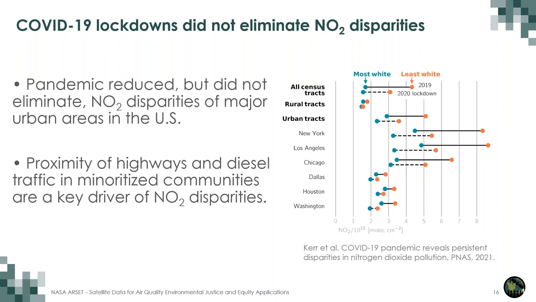And we found that NO2 concentrations, this is using TROPOMI NO2 concentrations measured from the satellite, in the least white census tracts across the United States were almost double the concentrations in the most white census tracts prior to the COVID-19 pandemic in 2019. And you can see that in the orange dots depicting NO2 concentrations in the least white census tracts compared with the blue dots depicting NO2 concentrations in the most white census tracts in that pre-lockdown period in 2019.